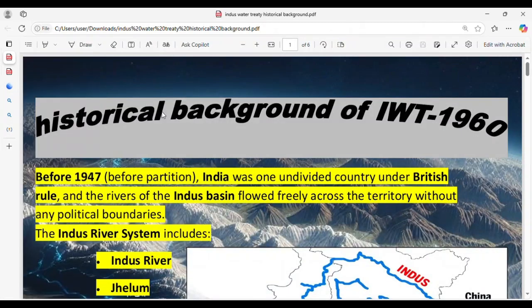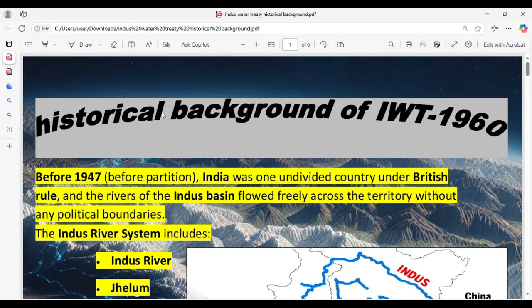So before 1947, before partition, the whole of India was known as the British province, under British rule. The Indus Basin was flowing freely in India, and everyone was enjoying the water and everything about that river. But things changed after the partition.